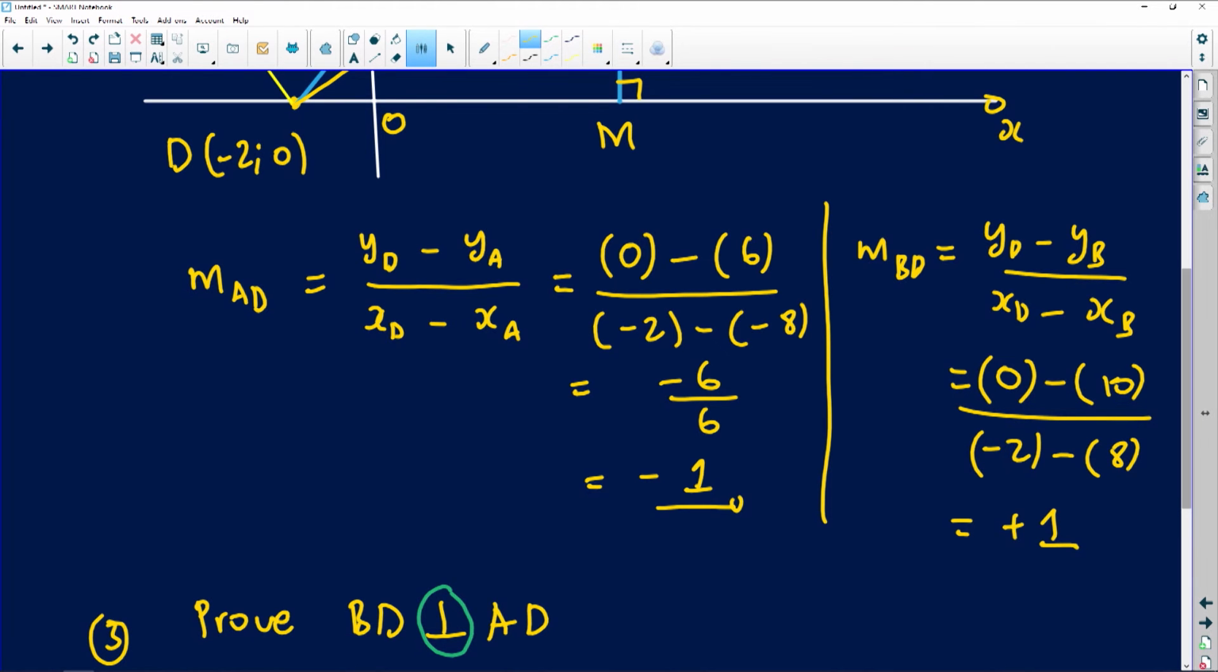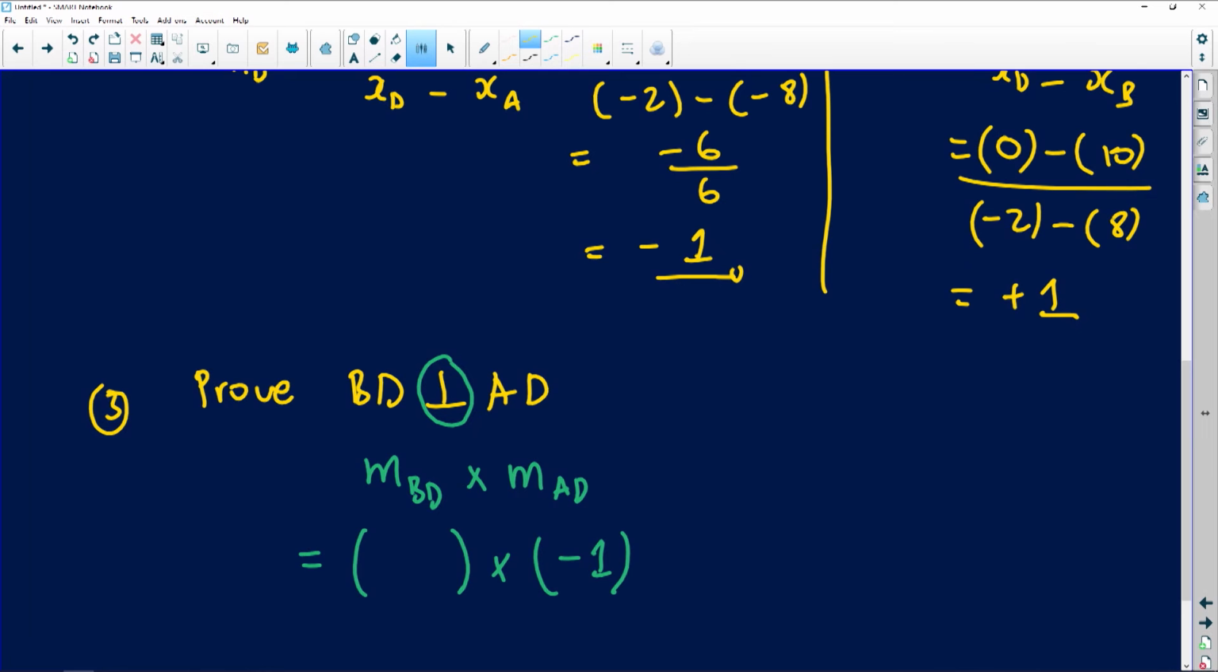Right, so I'm going to take that now and replace it where it says gradient of BD, and that's actually where my +1 is.